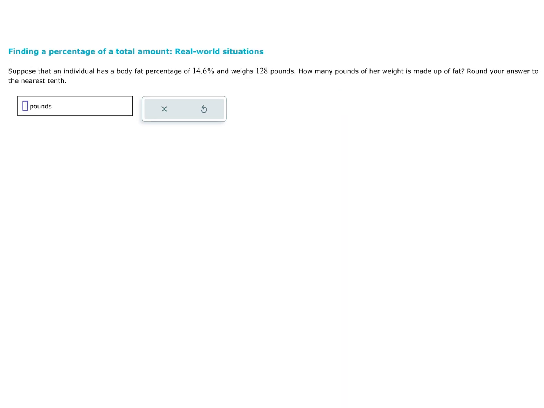And one more, it says, suppose that an individual has a body fat percentage of 14.6% and weighs 128 pounds. How many pounds of her weight is made of fat? Round your answer to the nearest tenth. Just like before, 14.6 is 0.14, then the 6 is in the thousandths place. And we're trying to find 14.6% of 128 pounds. That means we're going to multiply by 128.